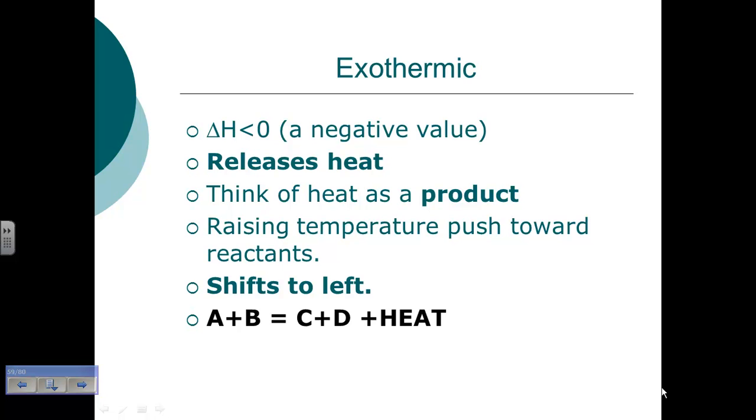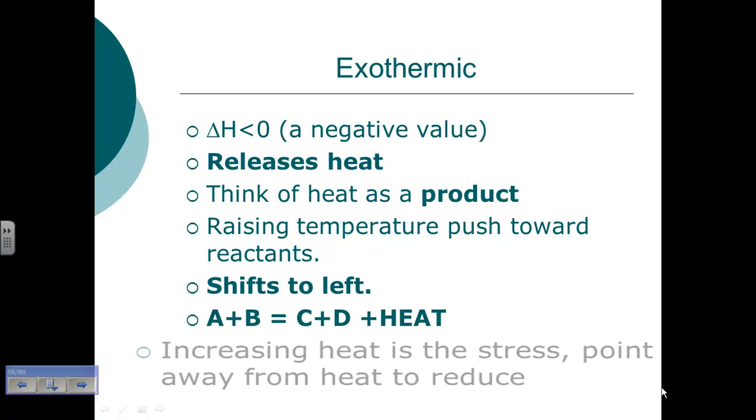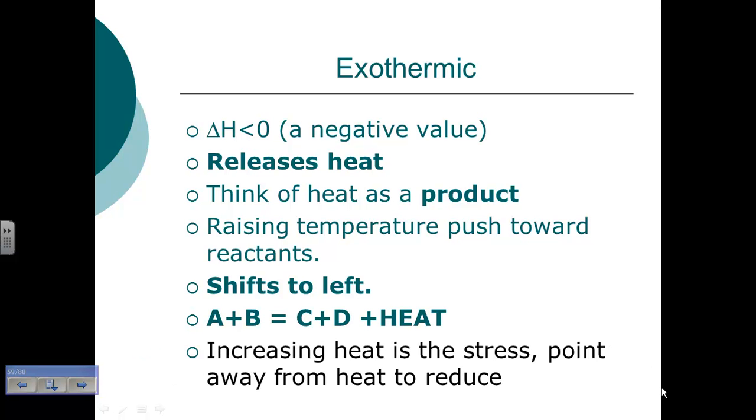If I add heat to a system that is exothermic, that will cause the equilibrium to shift left. Shifting left uses up the excess heat. Increasing heat is the stress. I want to point away from the heat to reduce the heat, to use it up, get it back to equilibrium value, shift to the left. And the opposite is true as well.